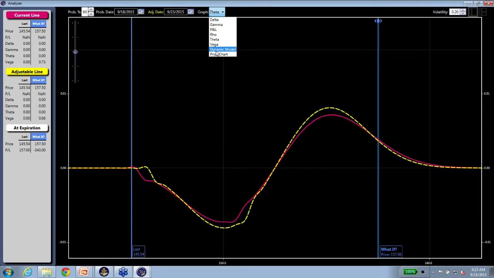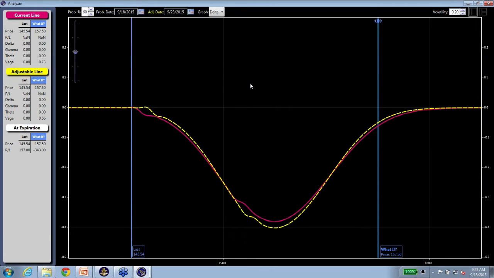It's the same thing with looking at the delta. The way the delta works, you're going to have the delta go negative as you get up into this area here in the middle, but then it's going to come back as it gets past a certain point, and it has to do with the two strikes that we chose.